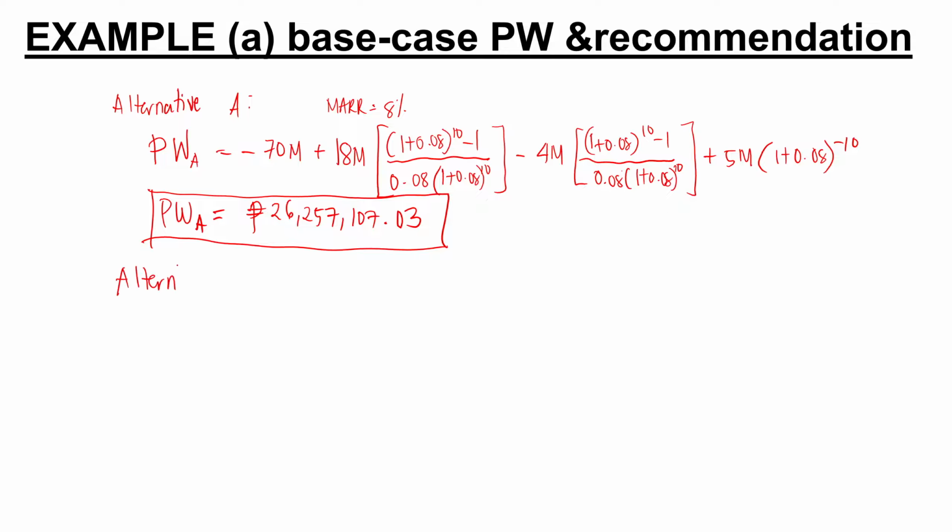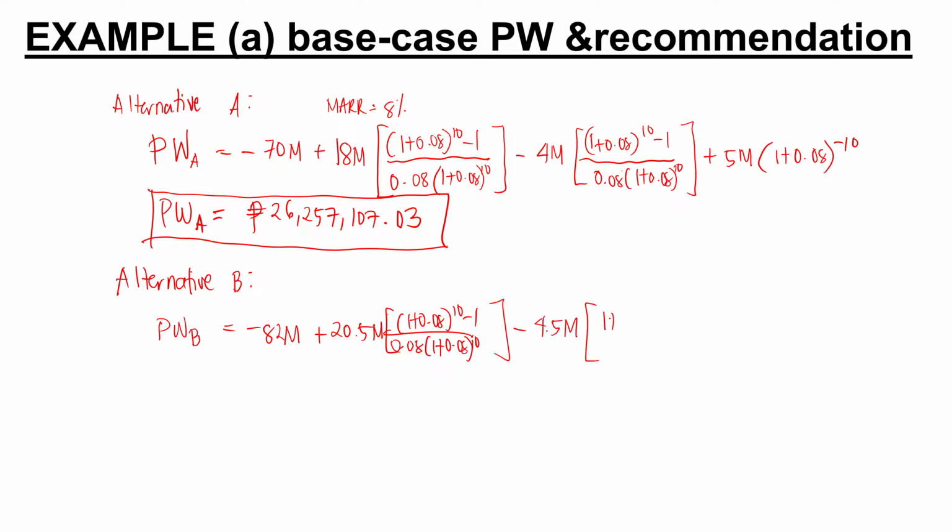For alternative B, same thing. Present worth for B is, initial cost is at 82 million, so I'll just write negative 82 million. Plus the annual gross benefit, plus because this is a benefit, at 20.5 million raised to 10 minus 1 all over 0.08 times 1 plus 0.08 raised to 10. And minus the annual maintenance cost raised to 10 minus 1 all over 0.08 times 1 plus 0.08 raised to 10.